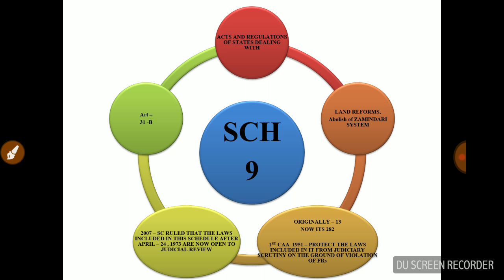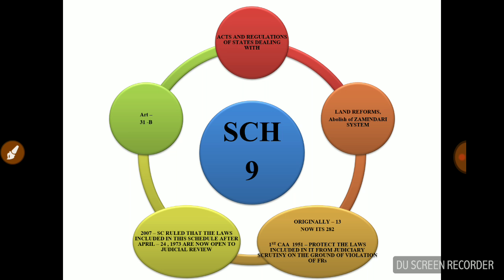One highlight point here is that the First Constitutional Amendment Act 1951 protects the laws included in it from the judiciary. So just because of the 1951 First Constitutional Amendment Act, the judiciary cannot scrutinize any law associated with land. That means there is protection of the laws included in it from judicial scrutiny on the ground of violation of fundamental rights. That protection was given as a right to property in 1951.